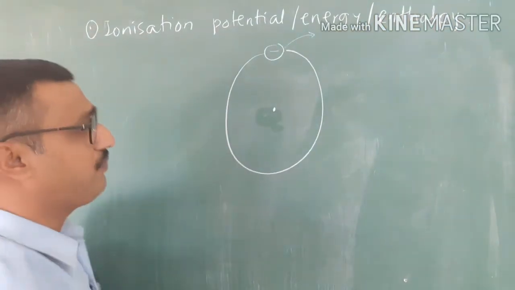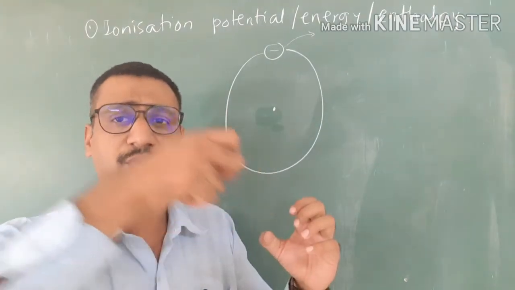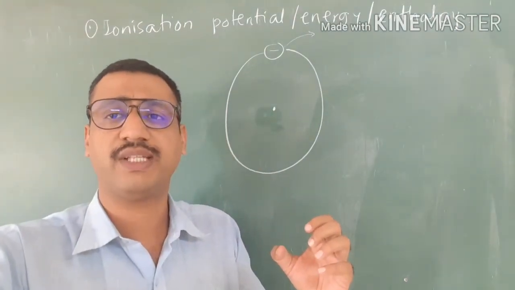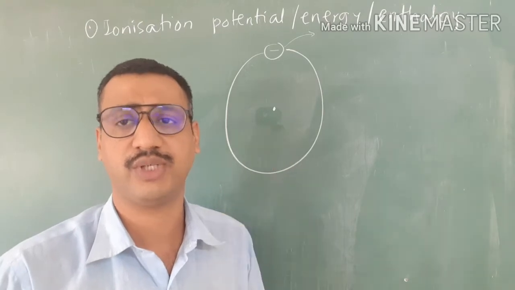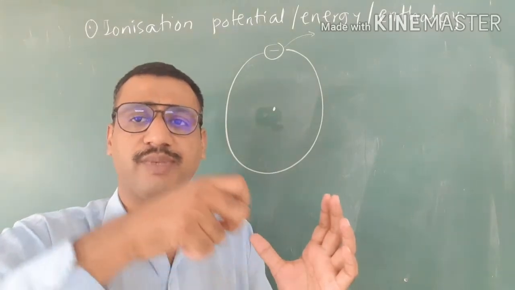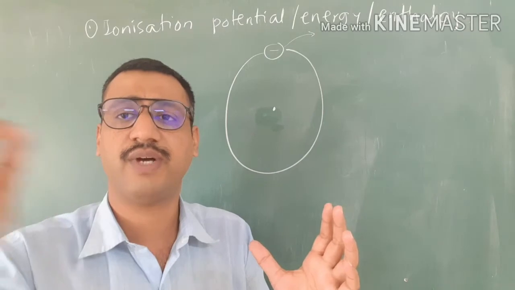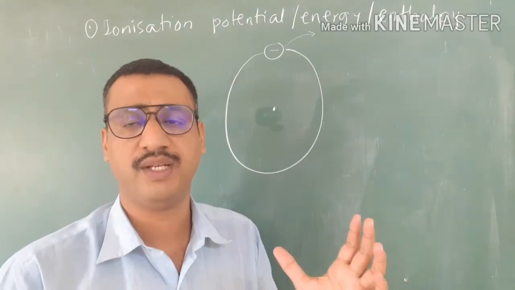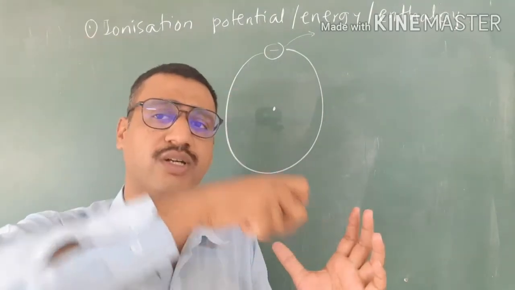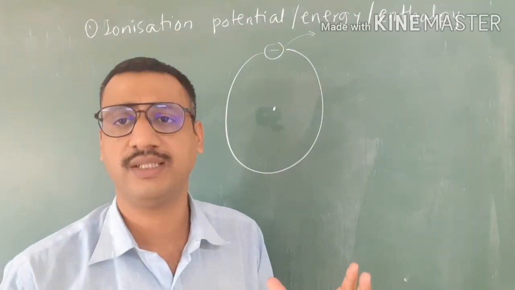Now, if we want to remove the first electron from the outer shell of an atom, whatever energy is required, that is the first ionization potential. If the second electron of that atom is to be removed, the energy required is the second ionization potential. And the amount of energy required to remove the third electron is the third ionization potential.